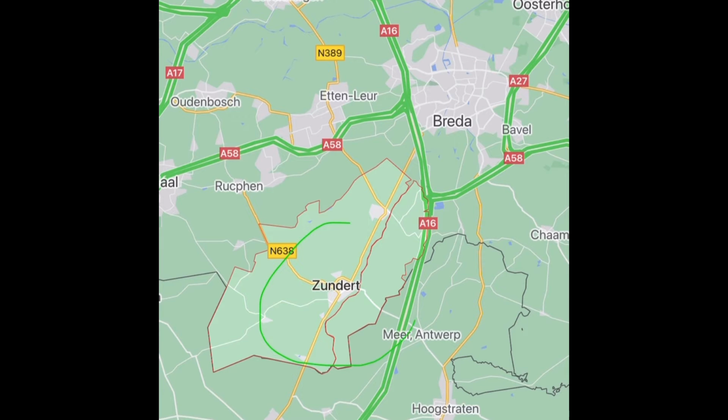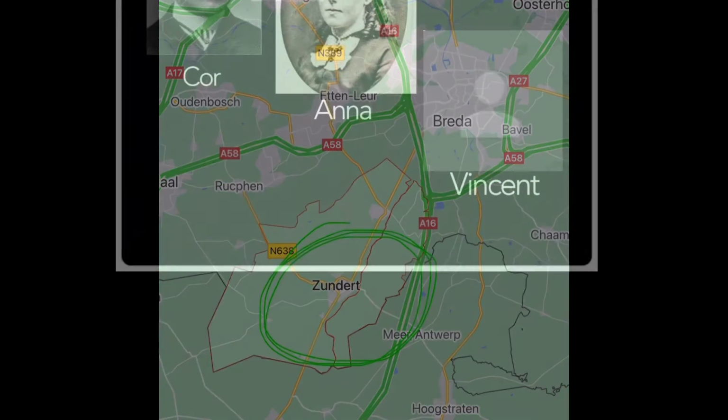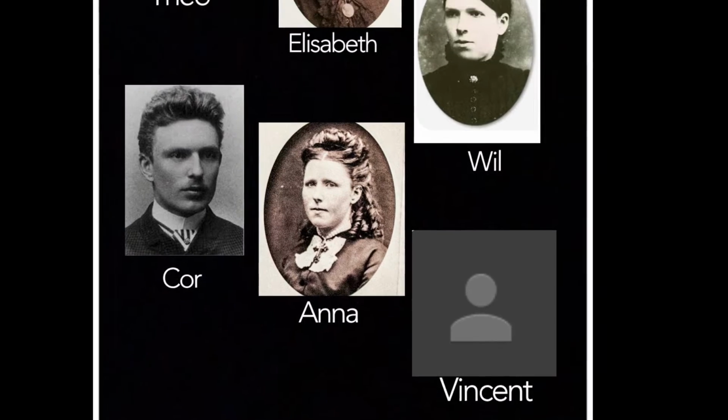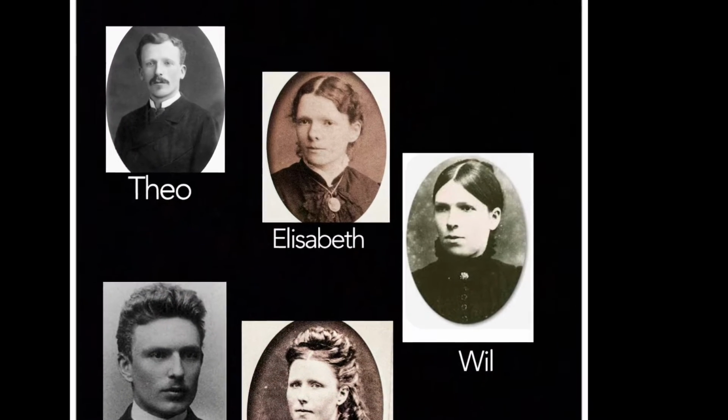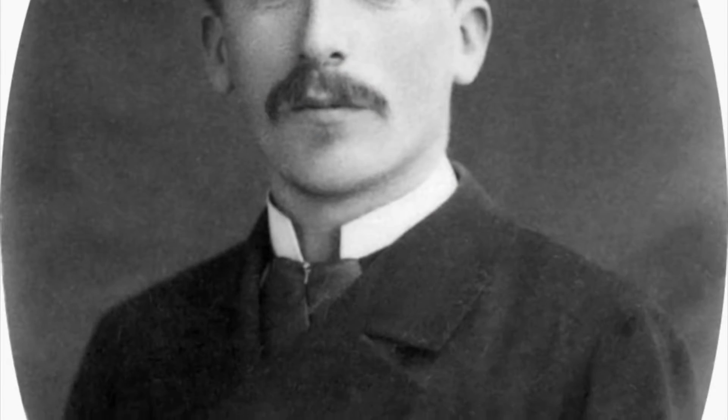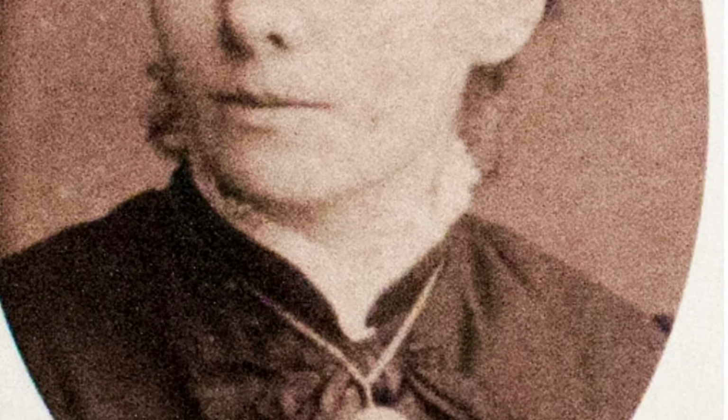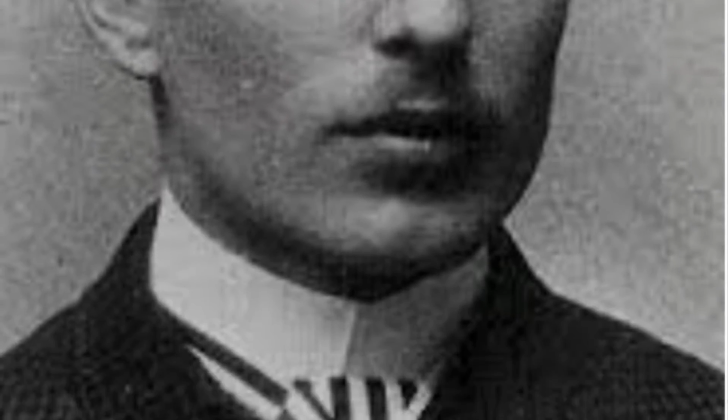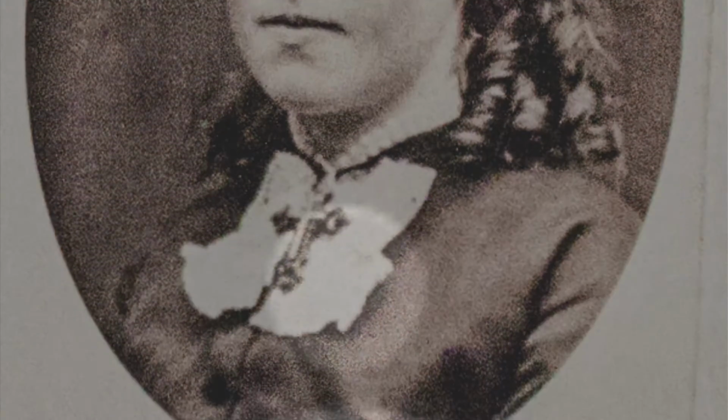He was born in Zundert, Netherlands. There were 6 of them, and he was the oldest of the 6, 3 sisters and 2 brothers. There's Theo, one of his brothers, his sister Elizabeth, his sister Will, his other brother Cor, and his sister Anna. All of them have photographs except for Vincent.